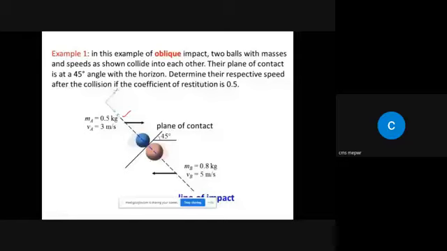Okay, let's define our coordinate axes. Let the line of impact be along the x-axis, and perpendicular to it, the y-axis. Now, the velocities make a certain angle with the line of impact, so each can have two components. This is 45 degrees and this is also 45 degrees, so one will be cos and one will be sine. Similarly over here, we will have two components for velocity.